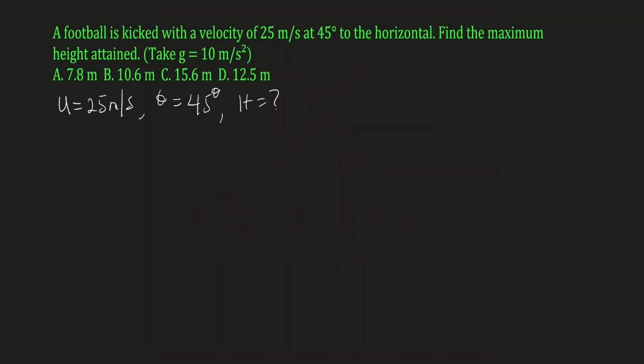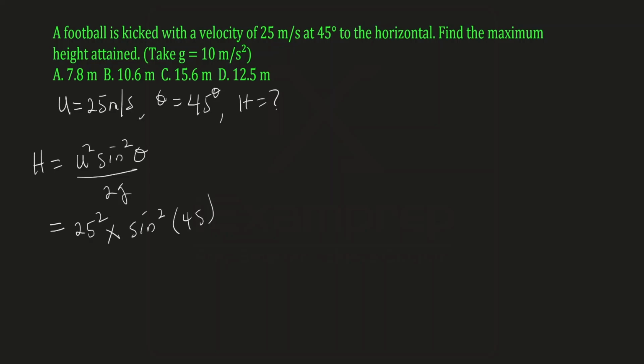All right. I'll use both methods. Let me use the formula method, then solve it component by component. So if we are using the formula method, we are going to say that maximum height attained is u squared sine squared theta over 2g, which is equal to 25 squared multiplied by sine squared 45 over 2 times 10.